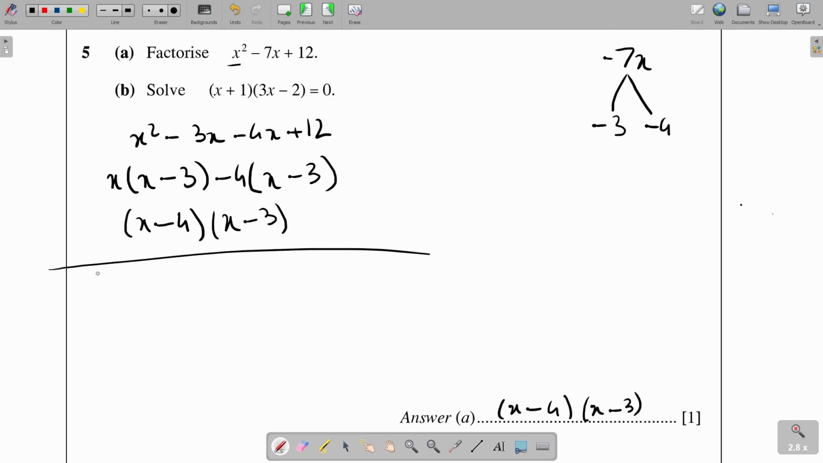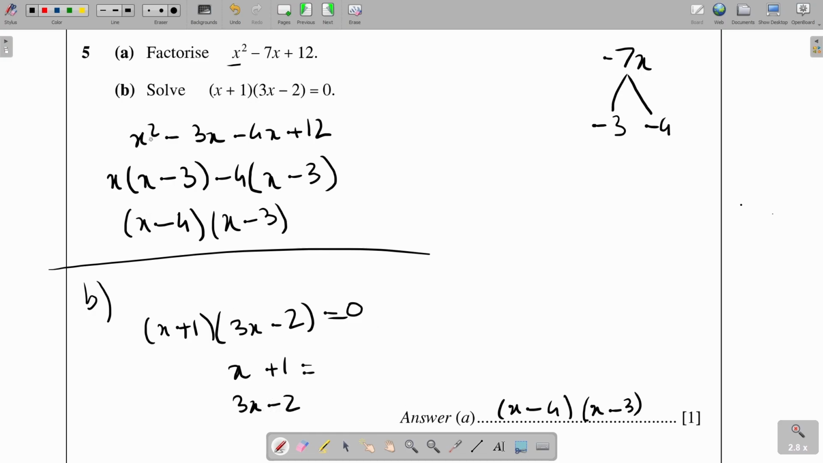Alright, part B. So part B is solve x plus 1 times 3x minus 2. These are already factorized, so we can take both of the factors and essentially do this. This is because this is a polynomial, which means x is going to have two solutions, right? When you put this on a graph, it would look something like this, or there are different variations. You don't need to go into it currently, but it would look something like this.